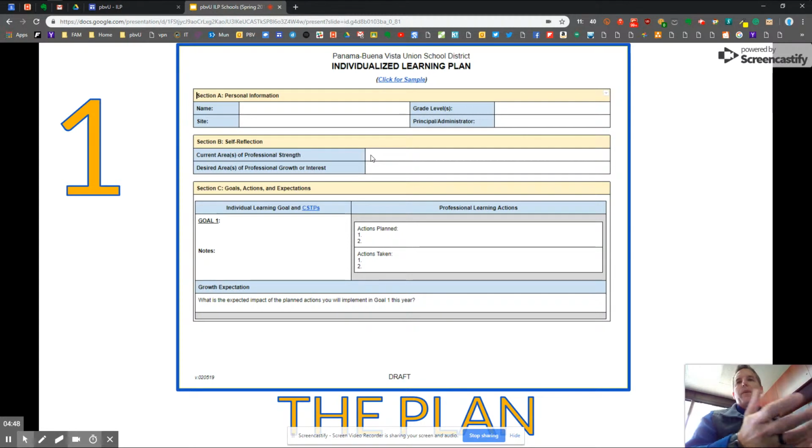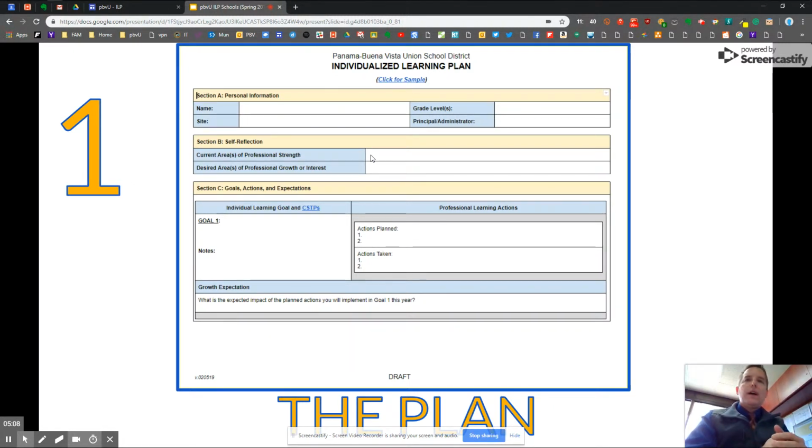And then for professional growth, what is that focus that I want to have next year? What do I really want to invest some time in? It may be your whole grade level, your department team, or it may be school-wide. We're all going to really focus on this one thing. So you may list a few of those here.